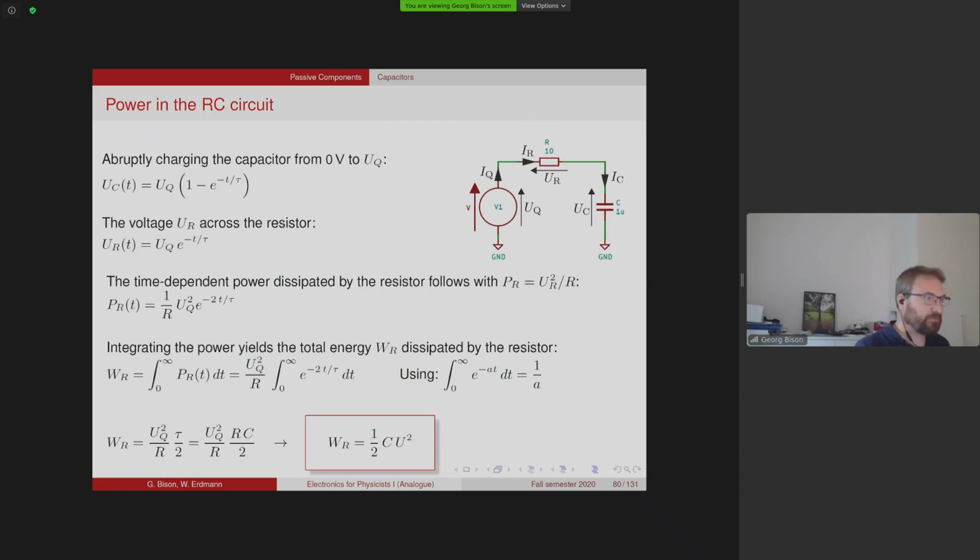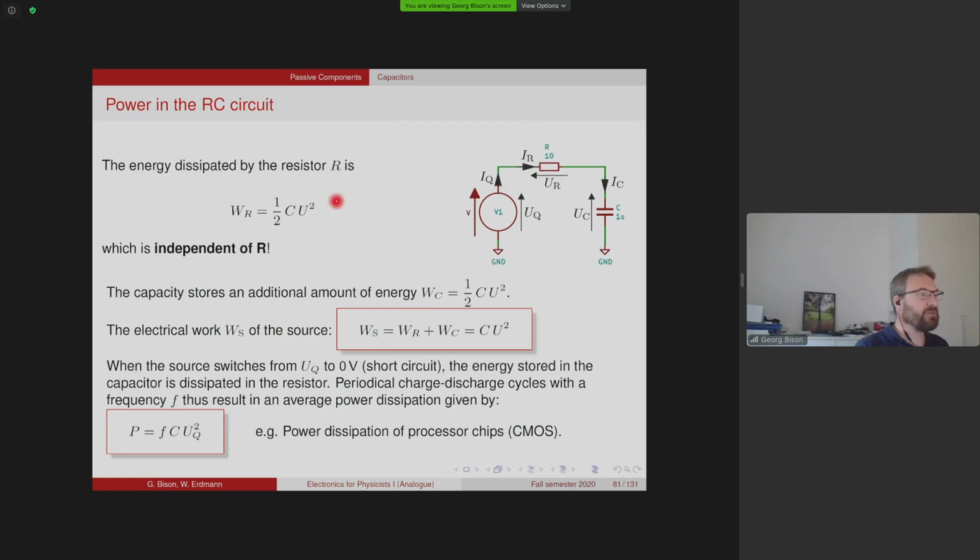Interestingly, this dissipated energy is independent of the value of the resistor. So if you have a small resistor, then in the beginning you have a large current, and you charge the capacitor very quickly. If you have a large resistor, then it takes a long time. The current is smaller, but in the end you have dissipated the exact same energy.